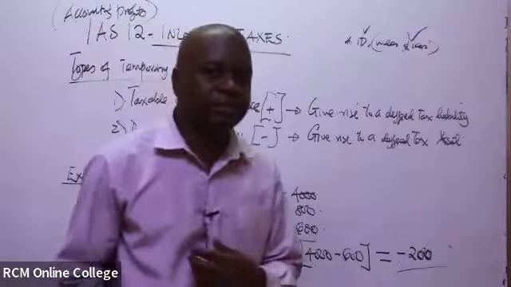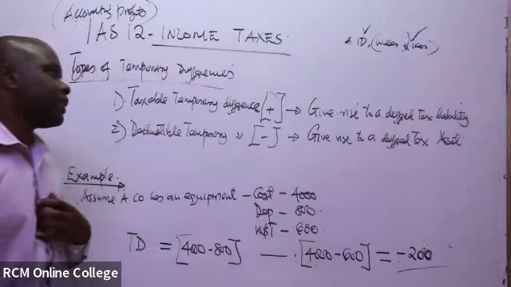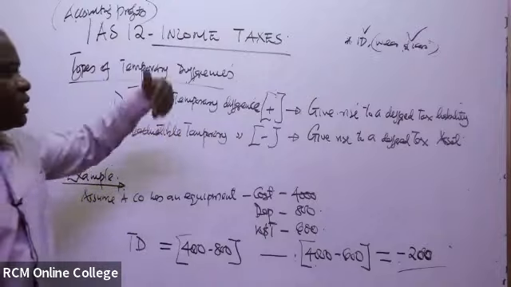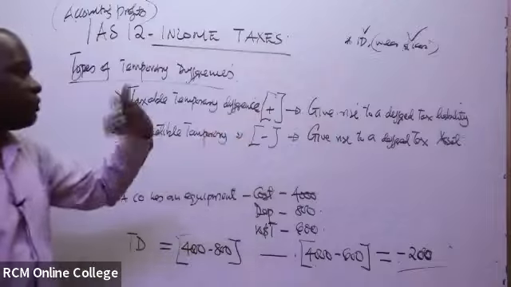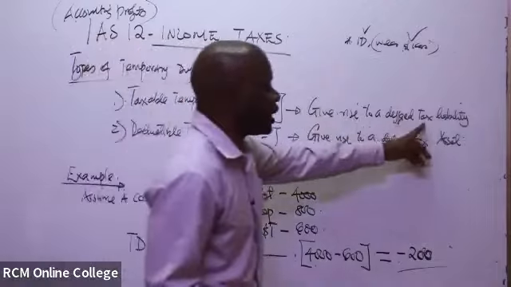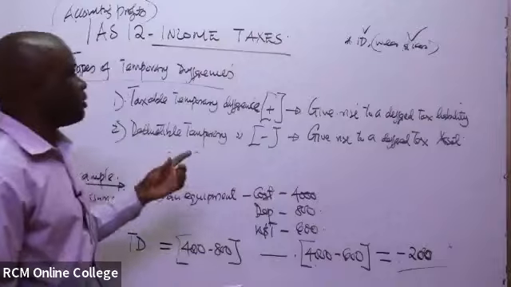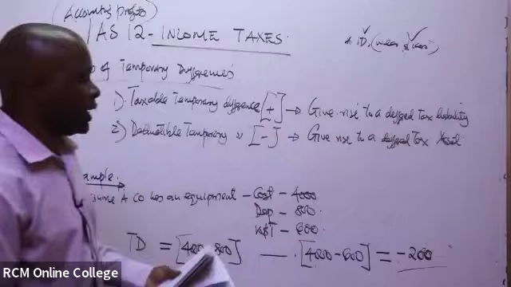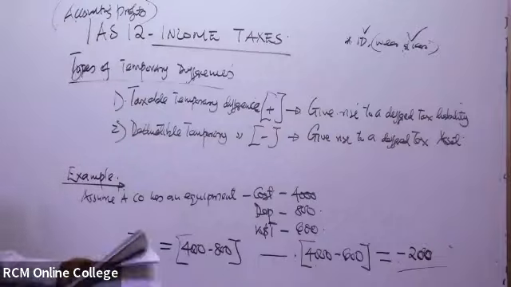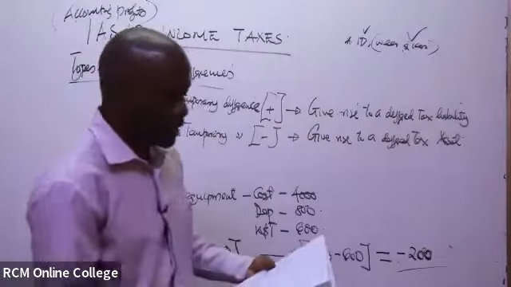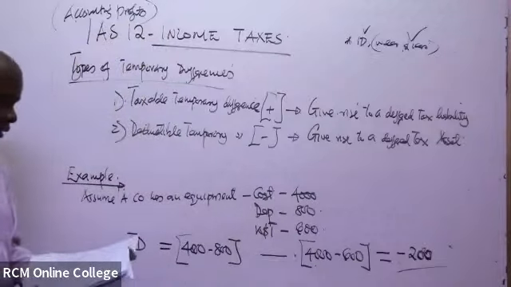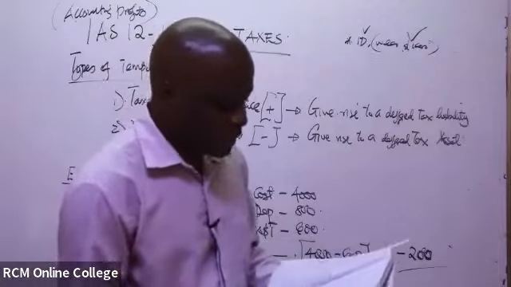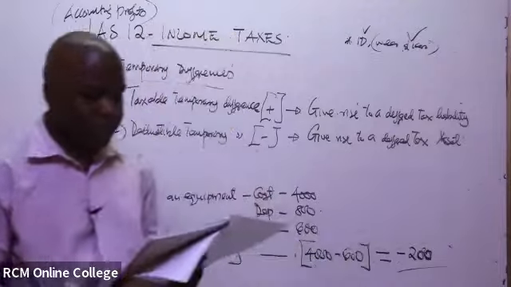So for us to get the deferred tax, we would have been told, for example, that the corporate tax rate is 30%. That means we take 30% of the temporary difference, which we have gotten as either positive or negative. If it is positive, it will be a liability that we will end up paying in future. If it is negative, it will be a deferred tax asset that we will be able to enjoy in future. That is how you arrive at the temporary differences. So I want us to look at an example.